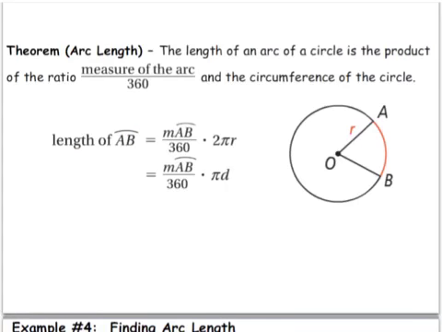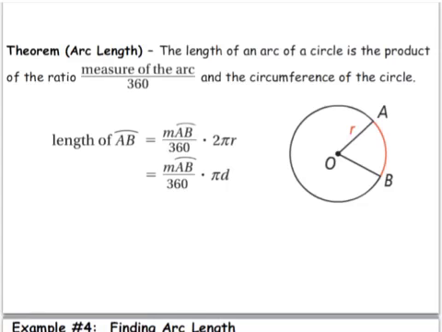Okay, last theorem for the day, arc length. Arc length is a little bit different than the measure of an arc. The measure of the arc is talking about the number of degrees, but arc length is talking about the distance, and it relates to the circumference. So it's how much of the circumference is a particular arc.